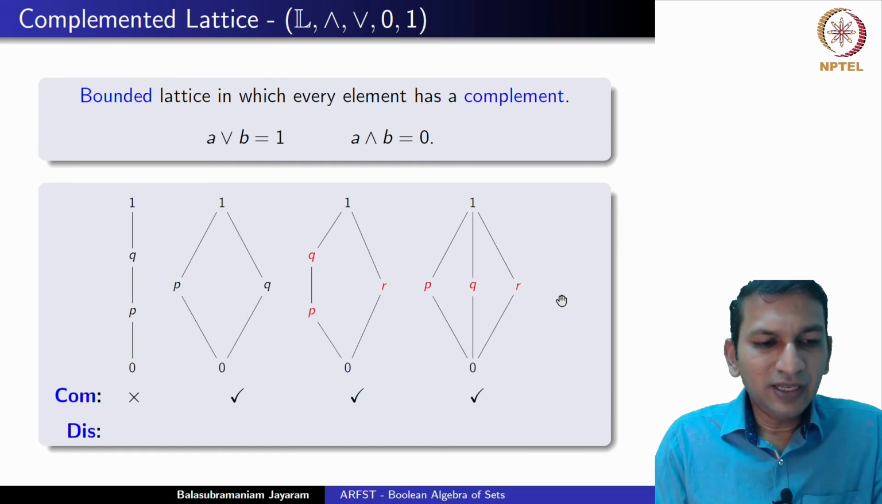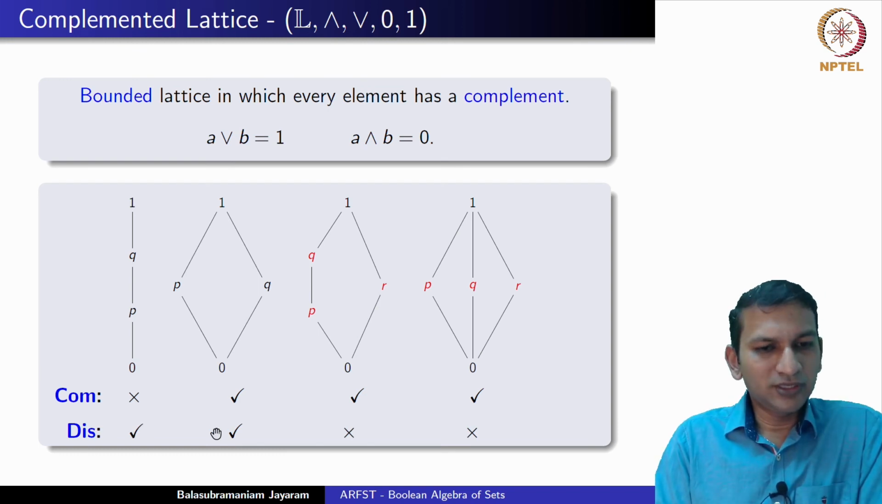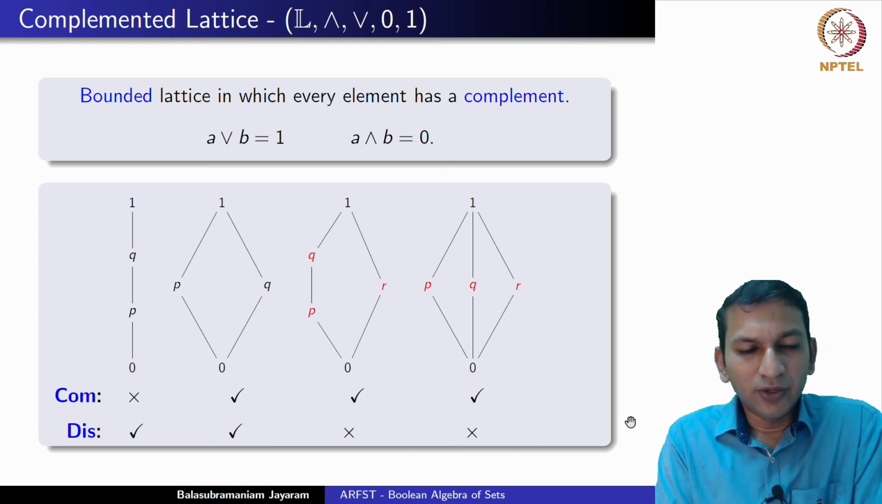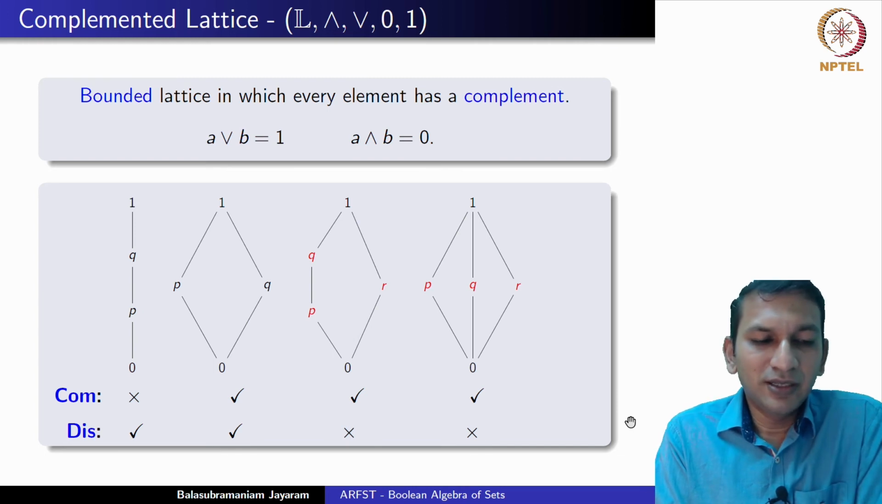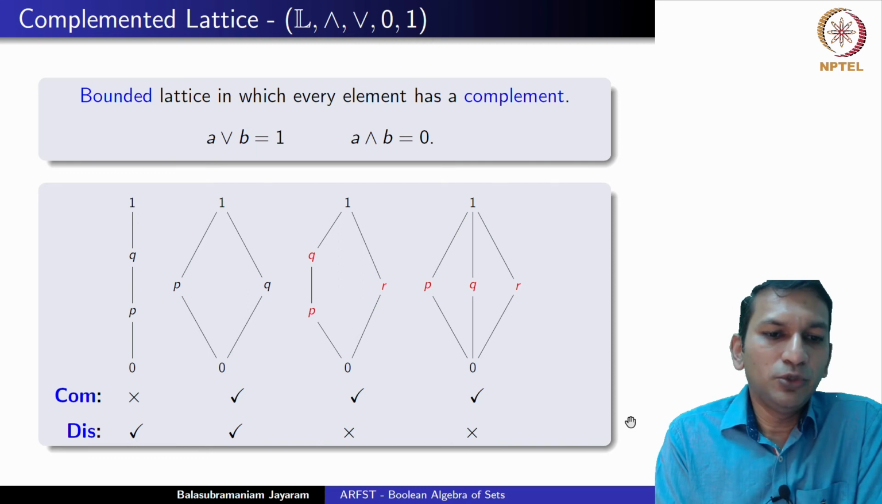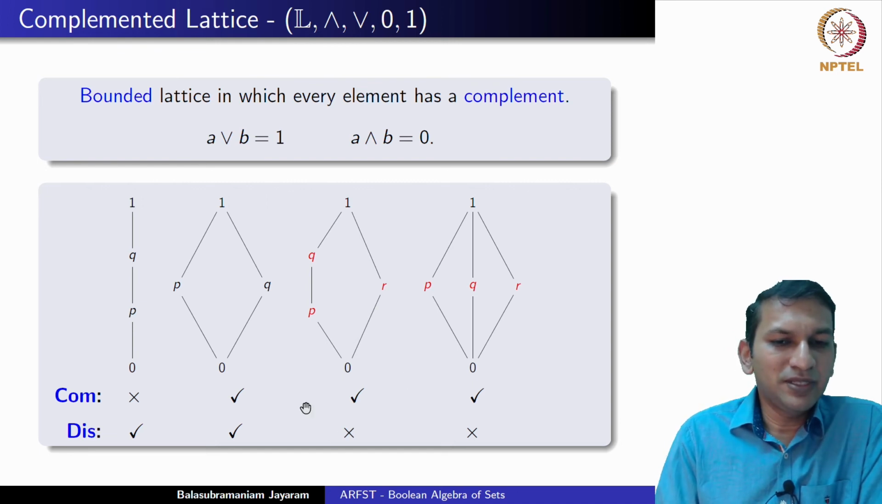Now, we have seen that in the case of distributivity, the first one is distributive, so is the second, but the last two are not distributive. Now, this shows that when we consider bounded lattices, complementation and distributivity are in fact mutually independent. One does not imply the other. We have all sorts of examples here.